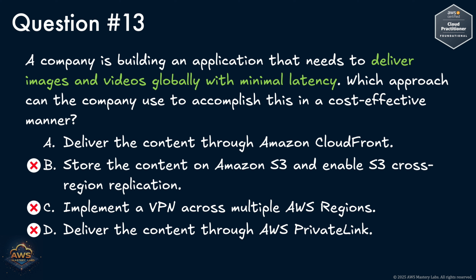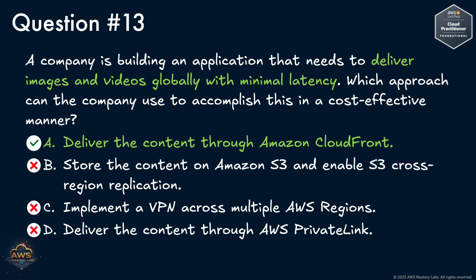Option D. Deliver the content through AWS Private Link. AWS Private Link allows secure, private access to AWS services over the AWS network. Great for internal service connectivity, but not designed for public content delivery. It doesn't reduce latency for global users or cache content. Incorrect, because it is ideal for internal microservices, not global content delivery.